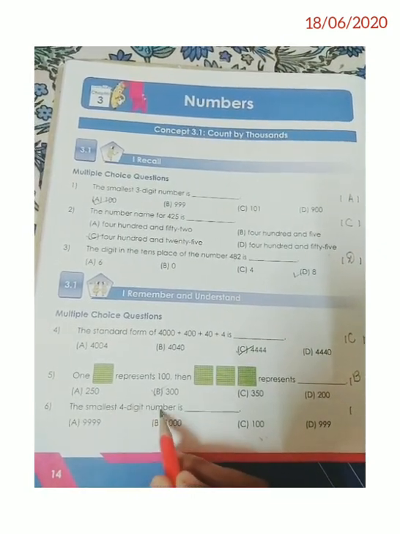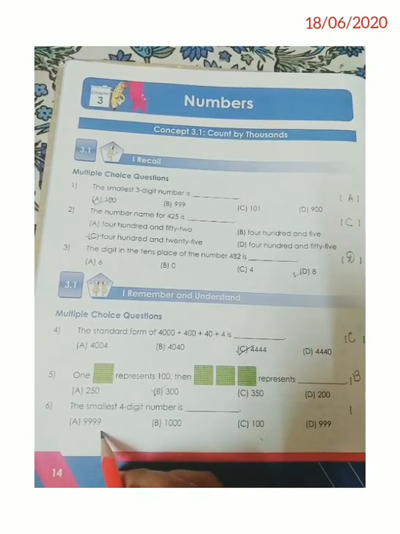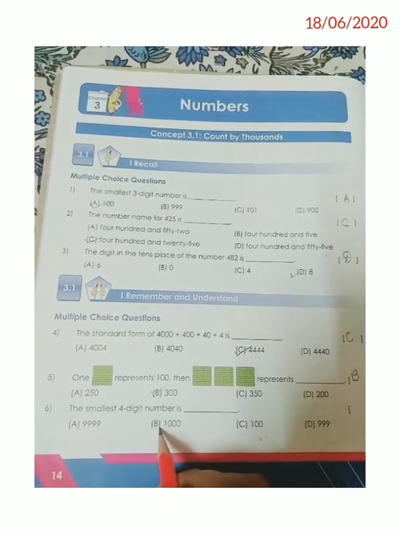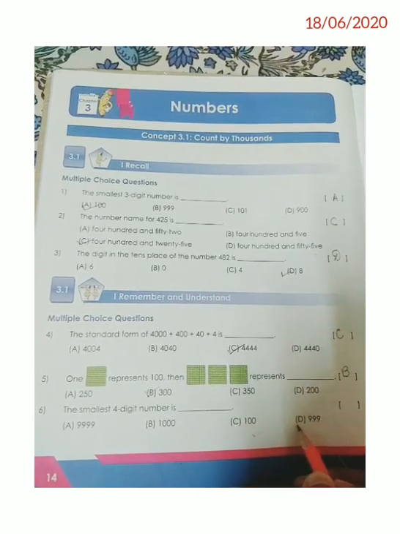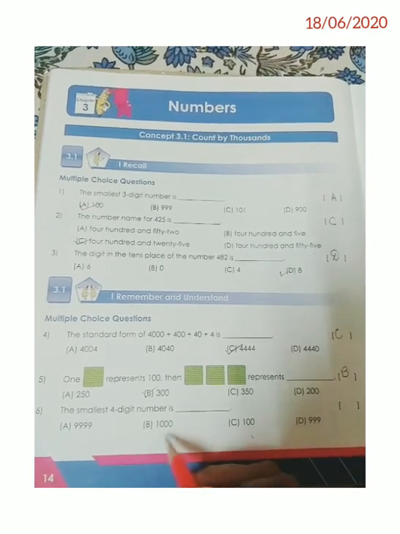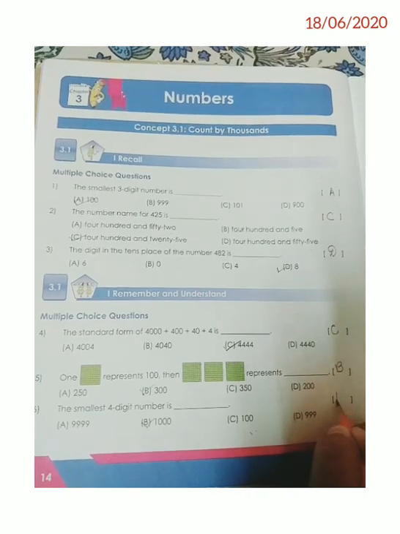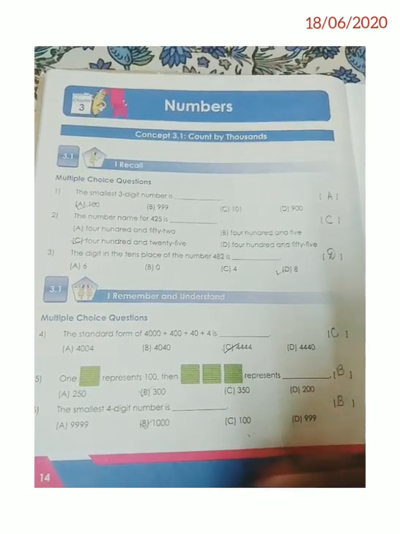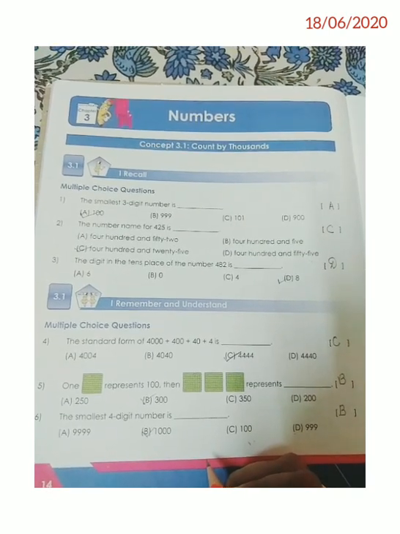Okay, now let's move on to the next question. The smallest 4-digit number is dash. A 9999, B 1000, C 100, D 999. So the correct answer is what, dear children? 1000, isn't it? So write down over here B. Option B is correct, that is 1000.